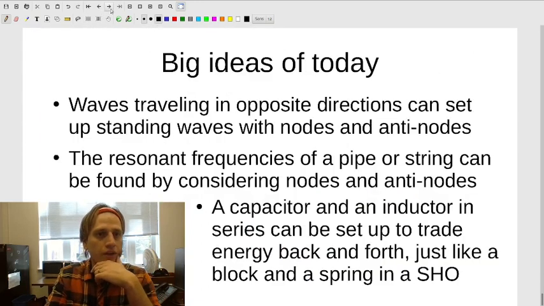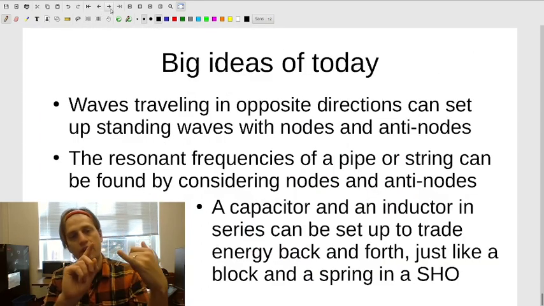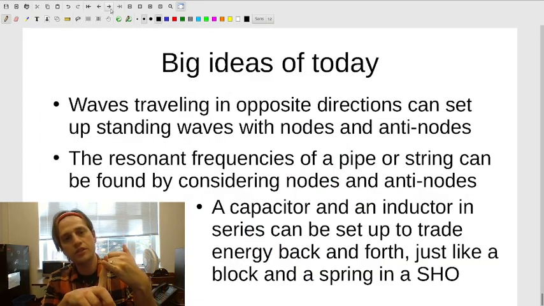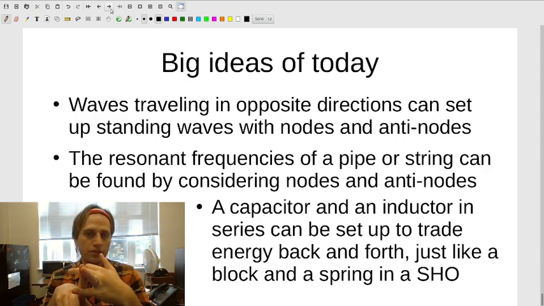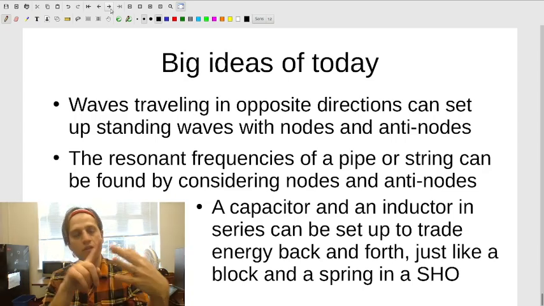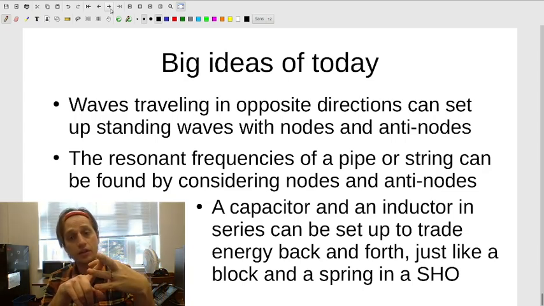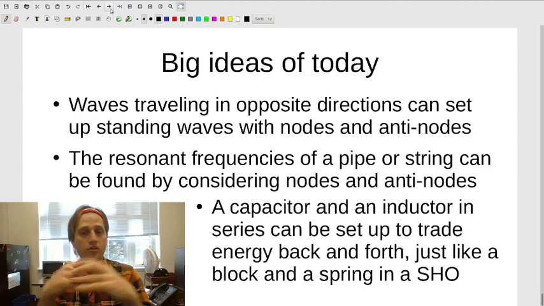All right, so we have gone over quite a bit today. We've talked about how waves traveling in opposite directions can set up standing waves with nodes and antinodes. We've talked about how the resonant frequencies of a pipe or a string can be found by considering the nodes and antinodes. And then we've talked about how a capacitor and an inductor in series can be set up to trade their energy back and forth, just like a block and a spring in a simple harmonic oscillator.